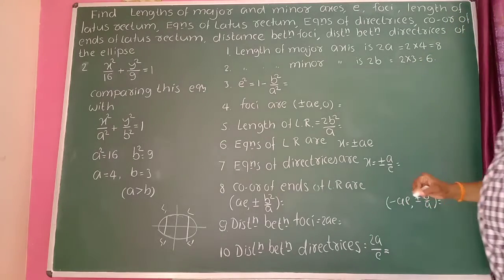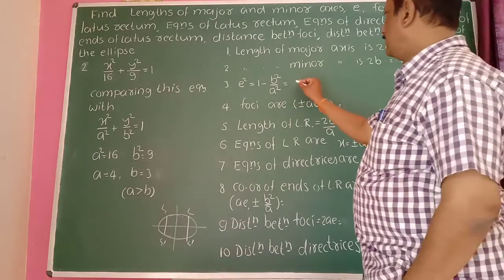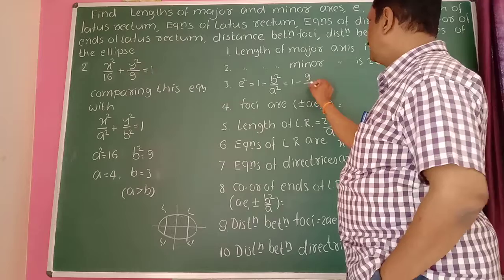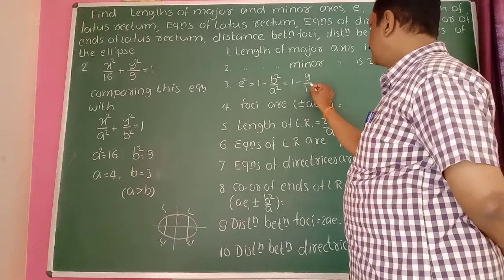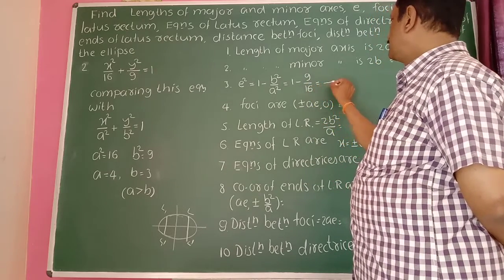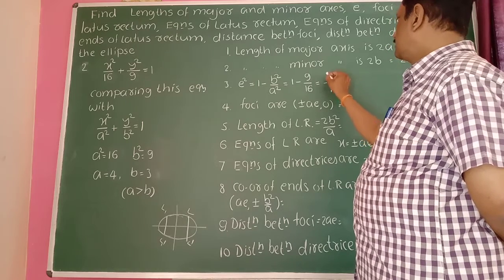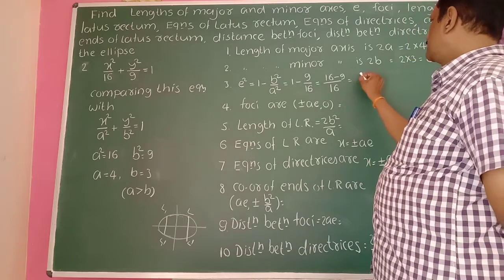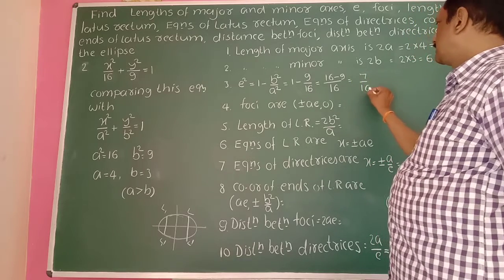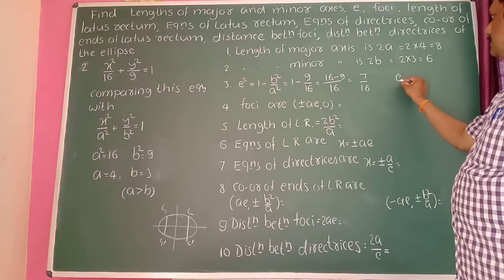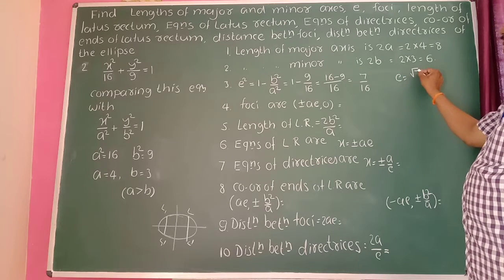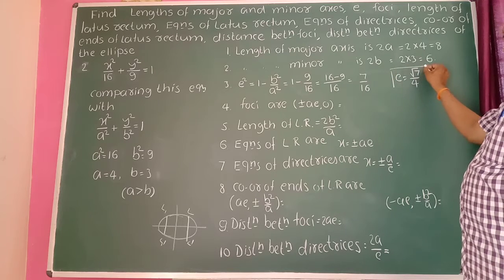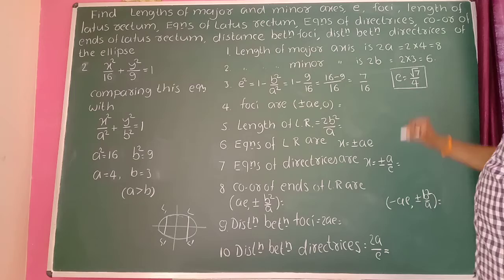Then eccentricity is given by the square root of 1 minus b square by a square. Here b square is 9, divided by a square, which is 16. Therefore, this equals the square root of (16 minus 9) over 16, taking the LCM. So 7 divided by 16. Therefore, eccentricity is equal to root 7 divided by 4.